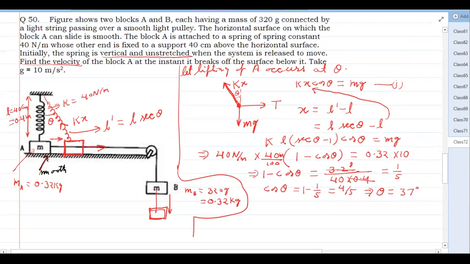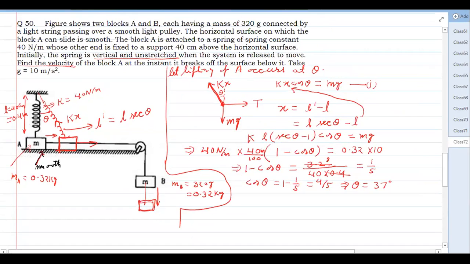So what are the different forces which are acting while it is moving? There is a normal also acting. So normal, then weight, then spring force and tension. If you write delta K plus delta U spring plus delta U gravitation equal to work external, this we can write.